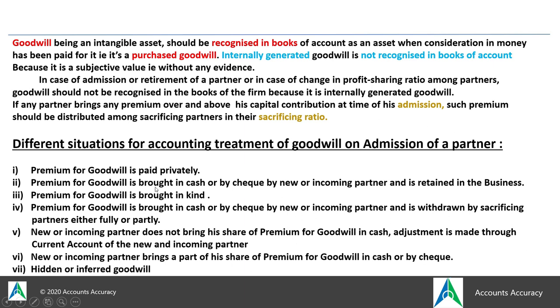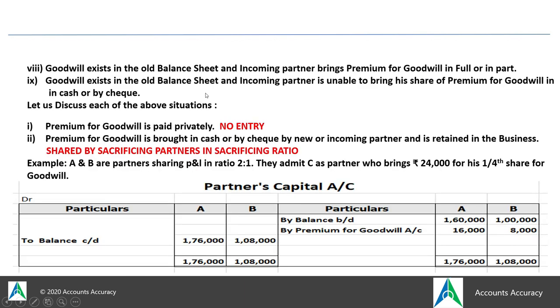There are 9 different situations in which the accounting treatment of goodwill is done on admission of a partner. First one is when the premium for goodwill is paid privately. Then remember, no entry is passed in the partners' capital accounts, because it is paid privately, so they need not reflect it in their capital accounts. Next situation is when premium for goodwill is brought in cash or by cheque, then remember that it is shared among the old partners in the sacrificing ratio.